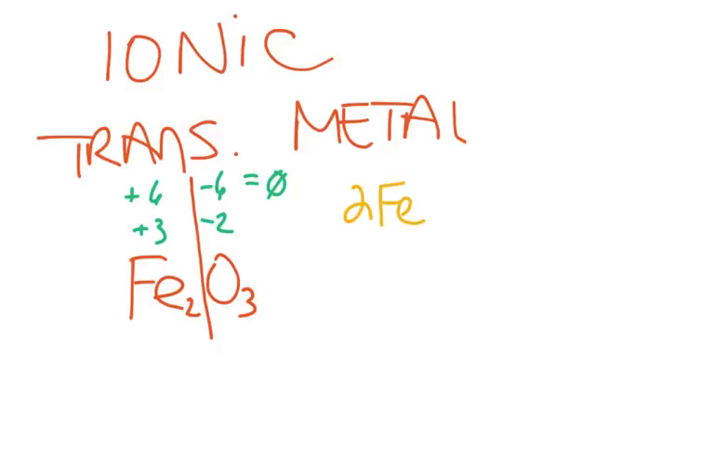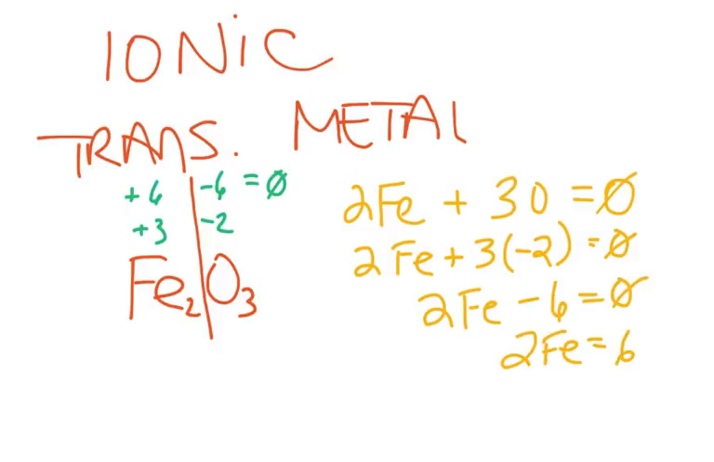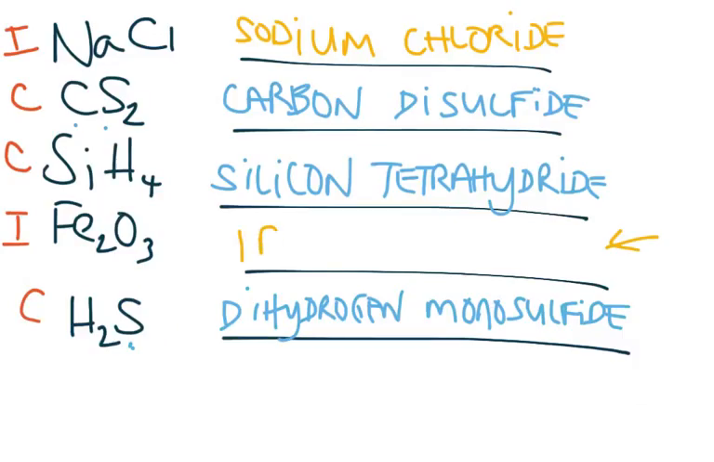2 irons plus 3 oxygens have to equal 0. I know from my periodic table that oxygen is a -2, so that gives me 2 Fe's minus 6 equals 0, 2 Fe's equals 6, and Fe equals 3. These are the exact same thing, just done in a different way. But I know based on this that iron has a charge of 3. So that means I say it is iron(III) oxide.